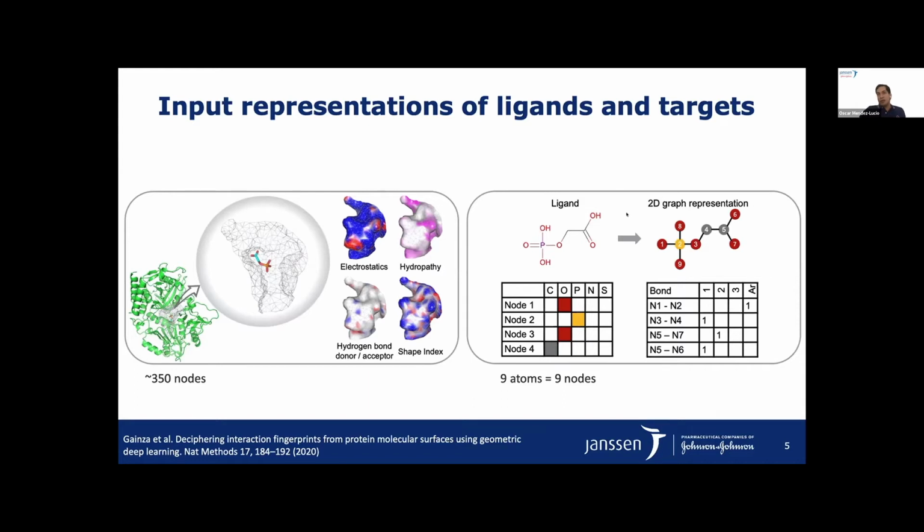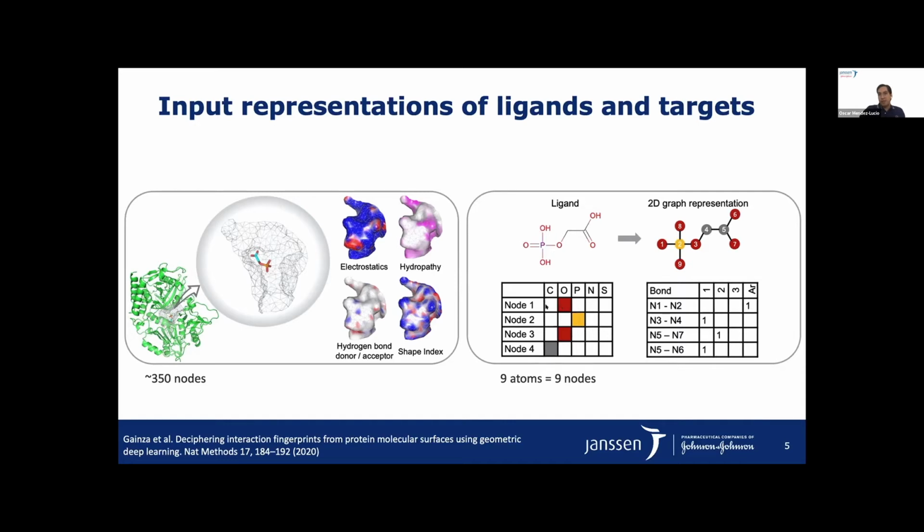A way to describe a ligand as a graph is to take the molecular structure, and each atom will be a node in the graph, and each bond will be an edge connecting two nodes. Then you have two matrices. One matrix describes each node and which type of atom is there. For example, here you see node number 1 is an oxygen, node number 2 is a phosphorus, etc.